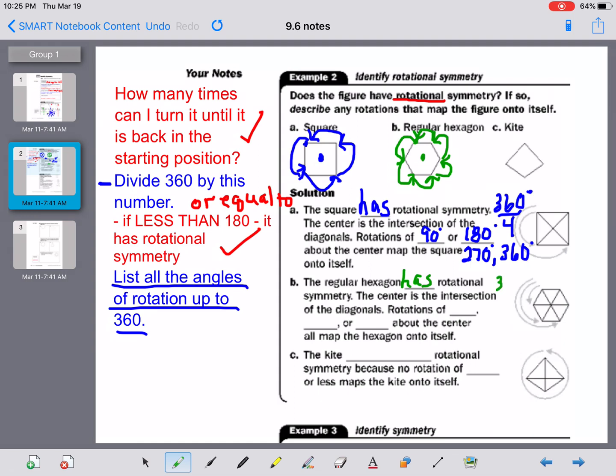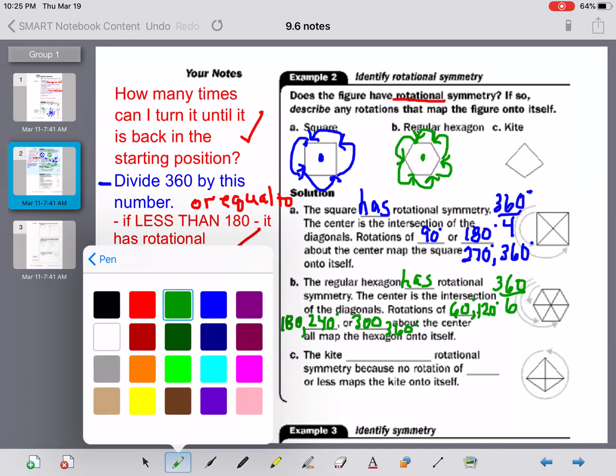And I'm going to take 360 and divide by the number of turns, and I was able to make 6 turns, and it landed back on itself. So 360 divided by 6 is angles of 60. Add 60 more to that, I get 120. Add 60 more to that, I get 180. Add 60 more to that, I get 240. 60 more than that is 300. And 60 more than that takes me up to 360. So there's all my angles of rotation for my regular hexagon.